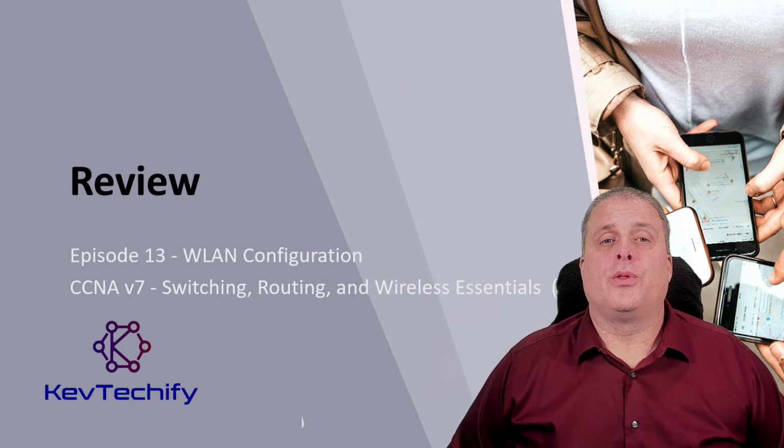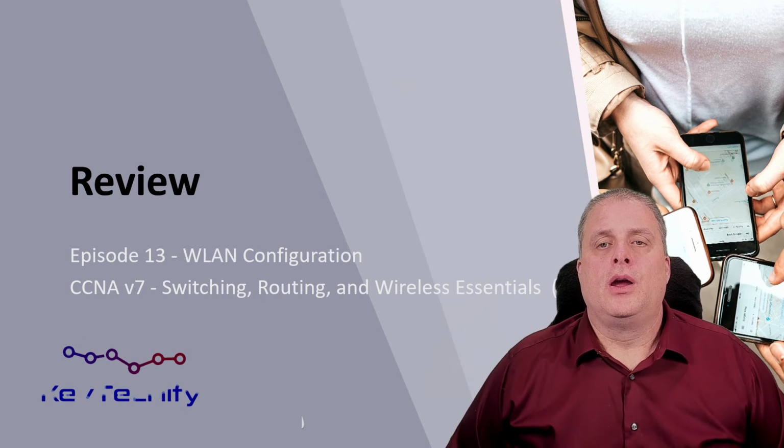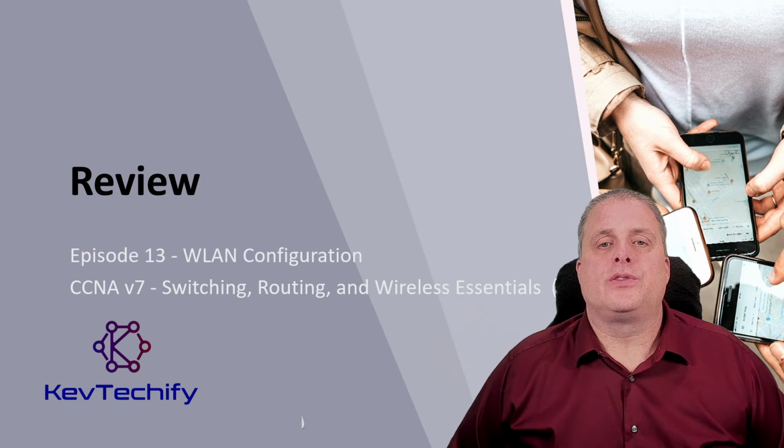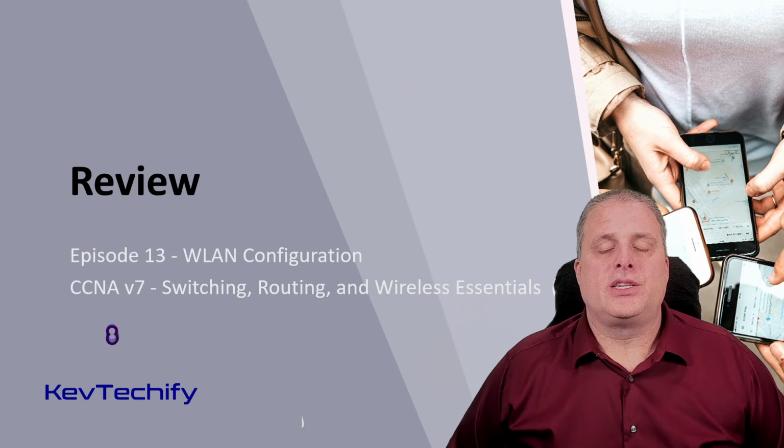A review for episode 13, wireless LAN configuration. Remote workers, small branch offices, and home networks often use a wireless router, which typically includes a switch for wired clients, a port for an internet connection, sometimes labeled as WAN, and a wireless component for wireless clients to access. Most wireless routers are pre-configured to be connected to the network and provide services. The wireless router uses DHCP to automatically provide addressing information to connected devices. Your first priority should be to change the username and password of your wireless router.